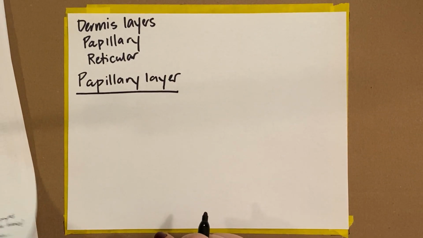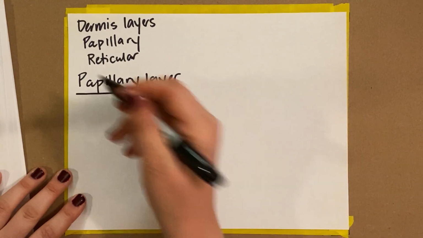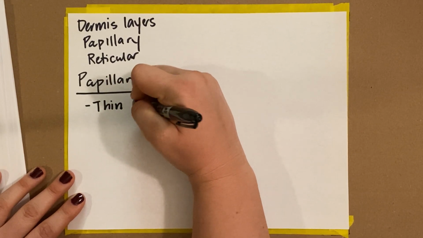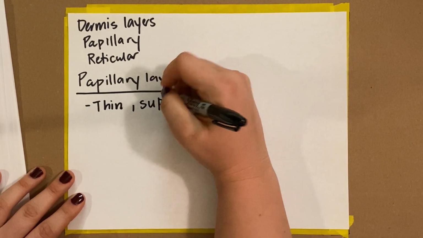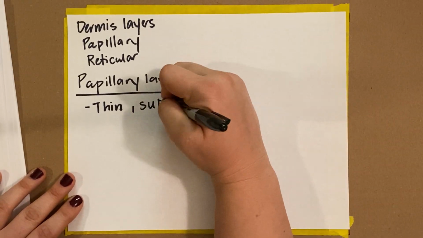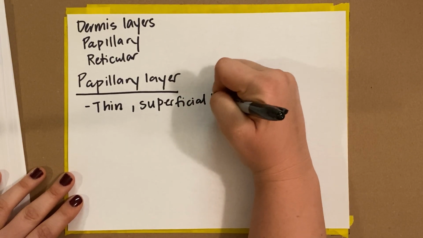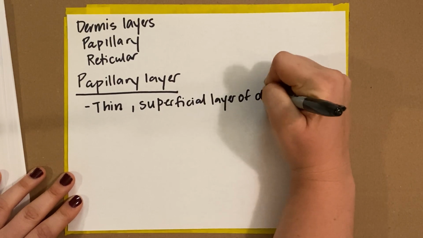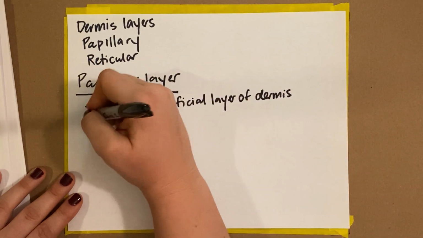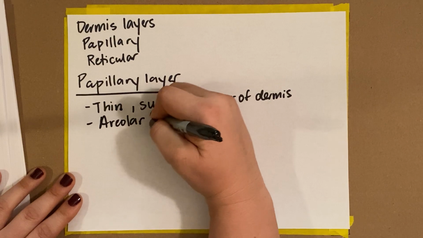All right, so we'll talk a little bit more about the papillary. The papillary is going to be thin, so it's not very thick, and it's the superficial layer of the dermis. So it's going to be the one that is the highest. It is going to be made out of areolar connective tissue.